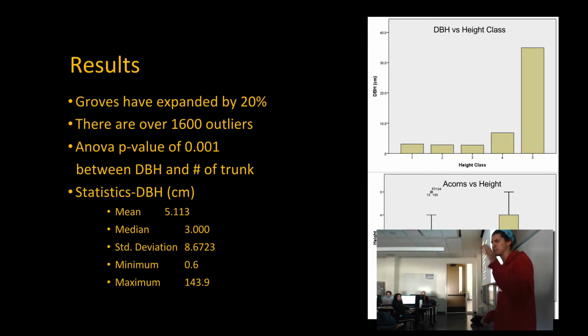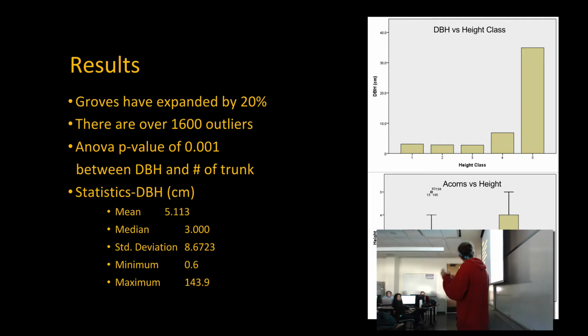And then I ran some general statistics on what the DBH was. Apparently some things got messed up in between PowerPoint and Google Docs, but that's all good. So I got a mean of about 5, median of 3, standard deviation of 8.6. The minimum DBH was 0.6, and the maximum 143.9, the big boy.